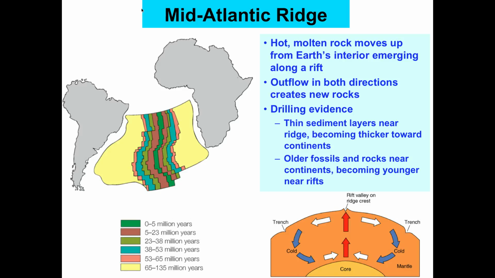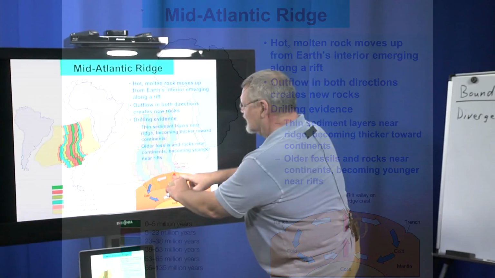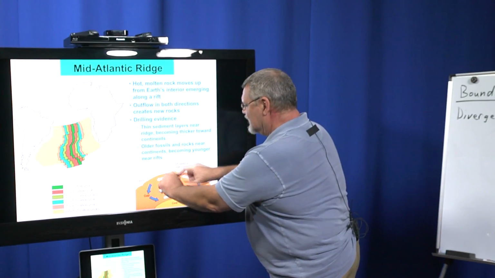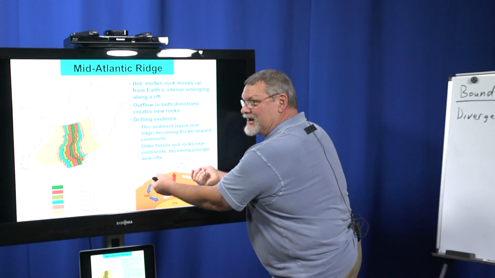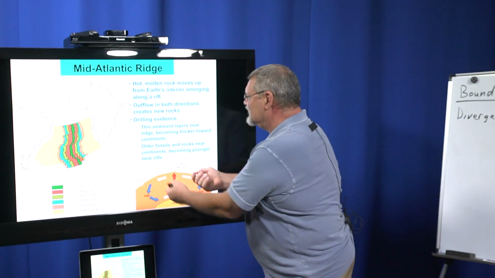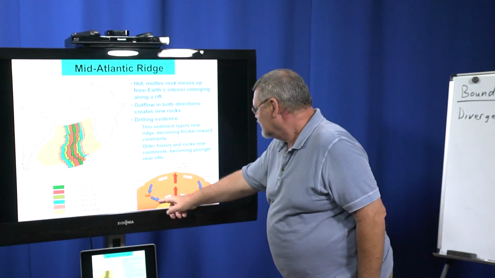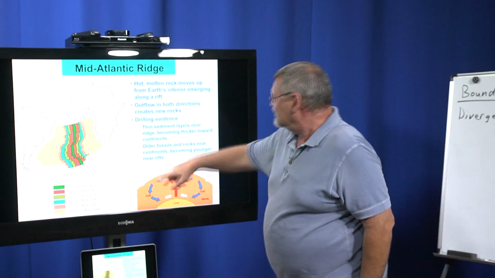So as the material comes up, it circulates, the material comes up here, forms a rift valley, the molten material underneath spreads this way, and it's going to be dragging the crust above it with it, and then it drops back down again at the trench. I'll get to that in a little bit.